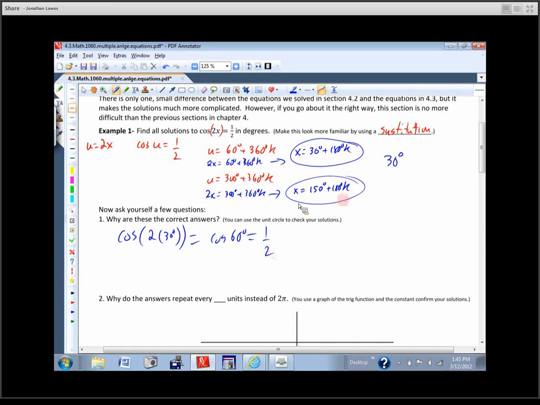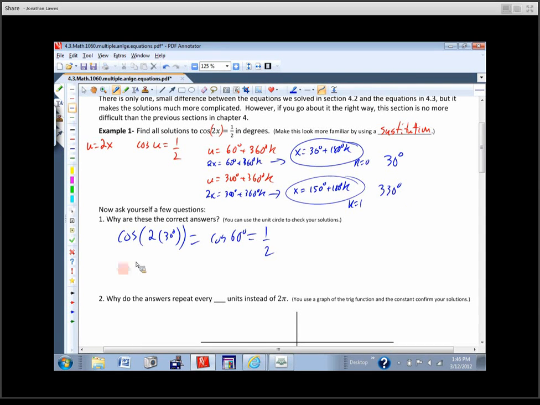Okay, well, let's do this one. Let's not do 150. Let's plug in 1 for k. You can plug in any integer you want, so let's plug in 1. That's 150 plus 180, which is 330. The earlier one was when k is equal to 0, and this is when k is equal to 1. So 330 degrees. Let's see if that works.